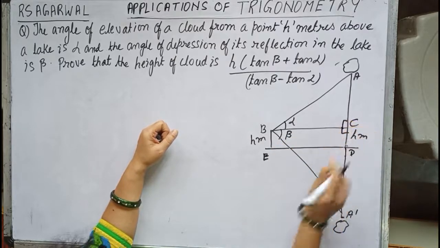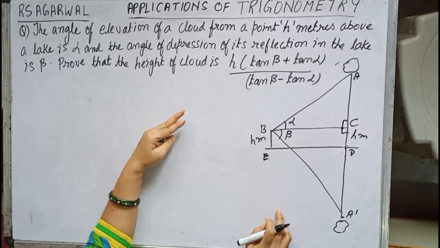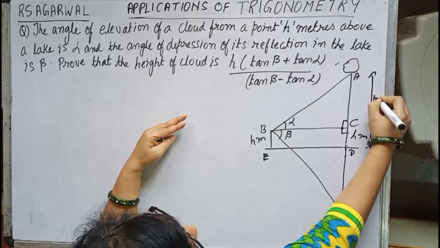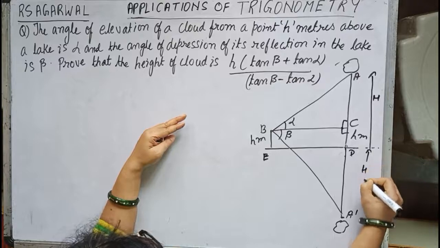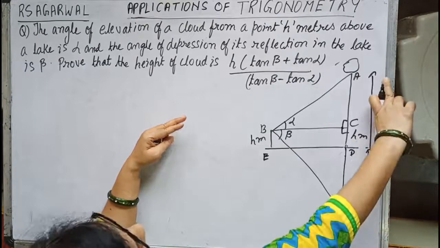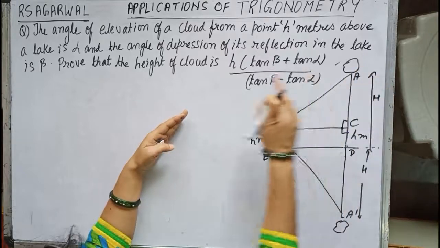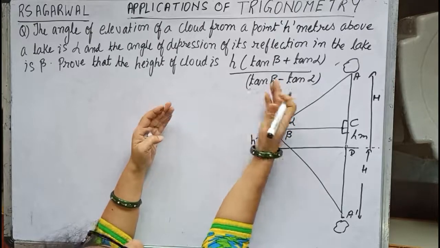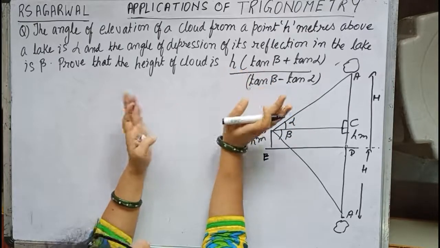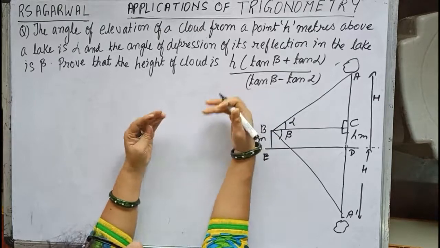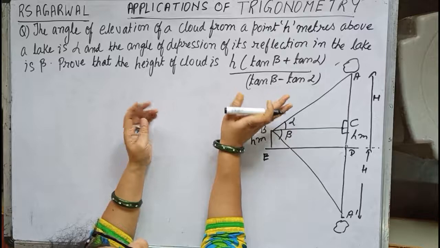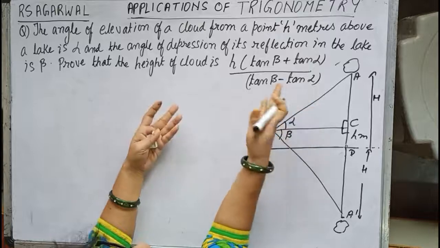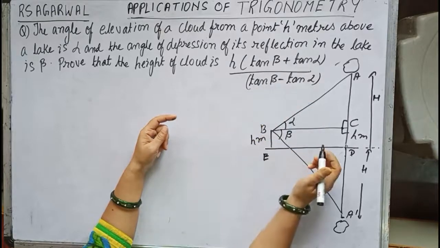Over here we have to prove the height of the cloud. This is the level of the lake. If we suppose the height of the cloud is capital H, then we have to prove that capital H equals h times tan beta plus tan alpha divided by tan beta minus tan alpha. Now seeing these trigonometric ratios and variables, children, don't be confused, don't think it's a tough sum. It's a very easy sum. We just have to get tan beta and tan alpha, and then we get the value after substitution.